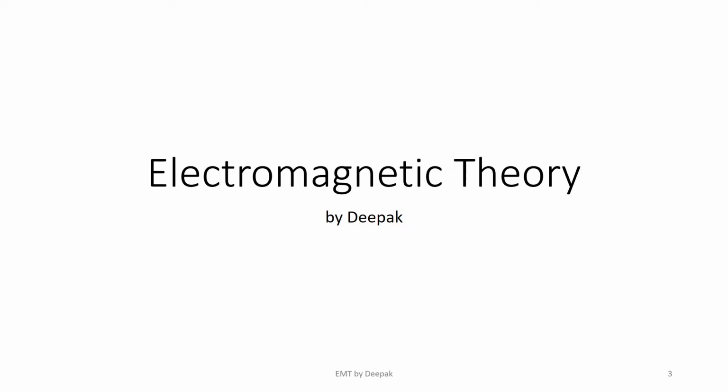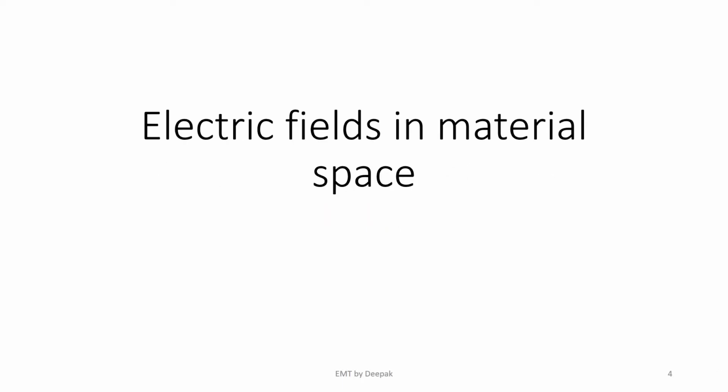In the previous modules, we have introduced the concepts of electric field intensity and electric flux density. From the current module, we see the same parameters, but instead of free space, we will discuss them in a material space. The materials can be characterized into insulators, conductors, and dielectrics. The current module is dedicated to discussing the electric fields in conductor space.